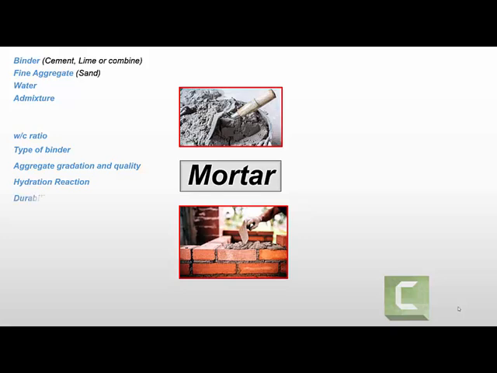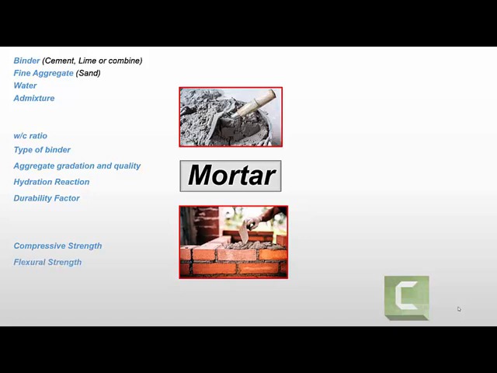Now, how do we measure mortar strength? What are the parameters? First of all, compressive strength. From compressive strength, we can say that this mortar is good for this work. So compressive strength, then flexural strength, and bond strength. These are the main parameters for mortar strength.